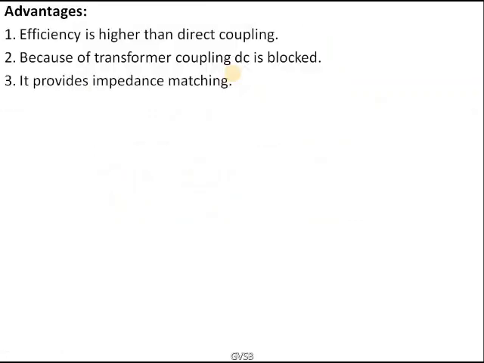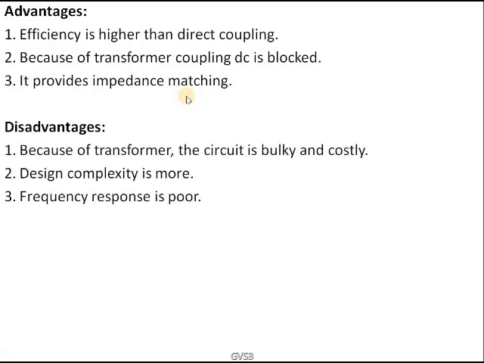Let us see the advantages of the transformer coupled class A amplifier. The efficiency is higher than the direct coupled or series fed class A amplifier. In series fed it is 25%, in transformer coupled it is 50%. Because of using a transformer, the DC gets blocked. It also provides impedance matching, which is not there in the series fed class A amplifier. Now the disadvantages.